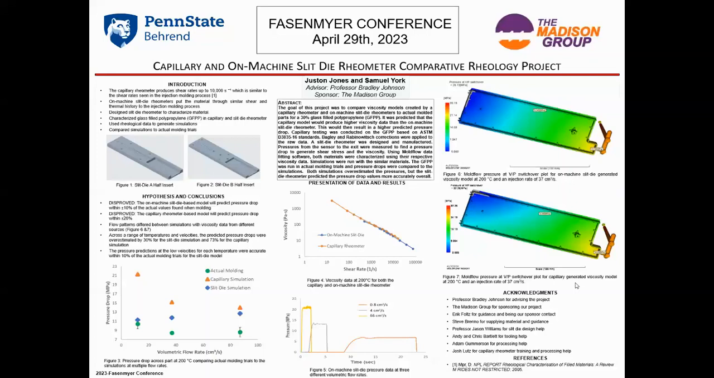So the capillary rheometer is important because it can produce shear rates at a wide range of 1 reciprocal second to 10,000 reciprocal seconds, and these shear rates correlate well to the actual injection molding process. However, on-machine slit diameters put the material through this same shear and thermal history as the injection molding process, and this is especially important for glass-filled polypropylene because the screw is able to break down the glass fibers, which actually goes on during the injection molding process.